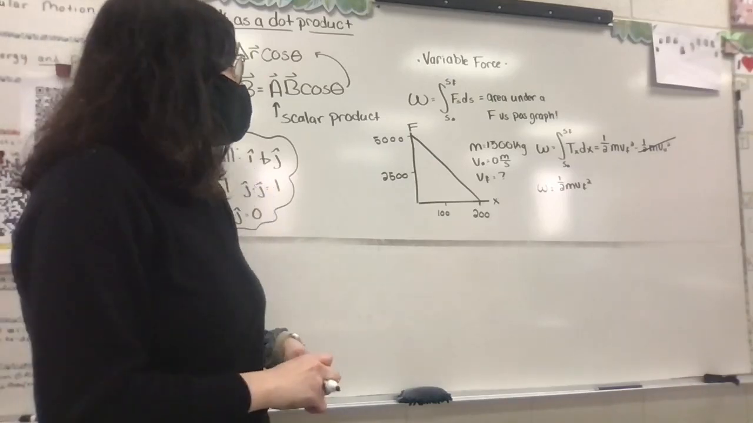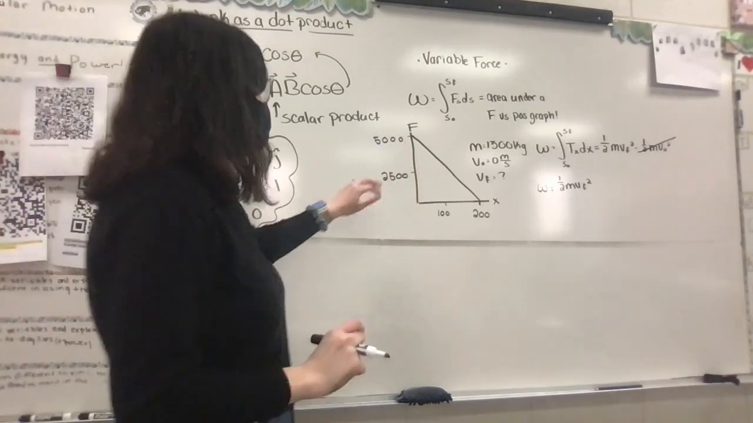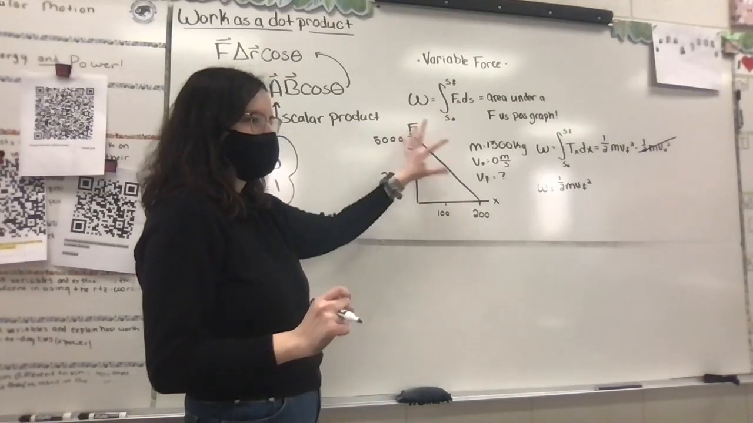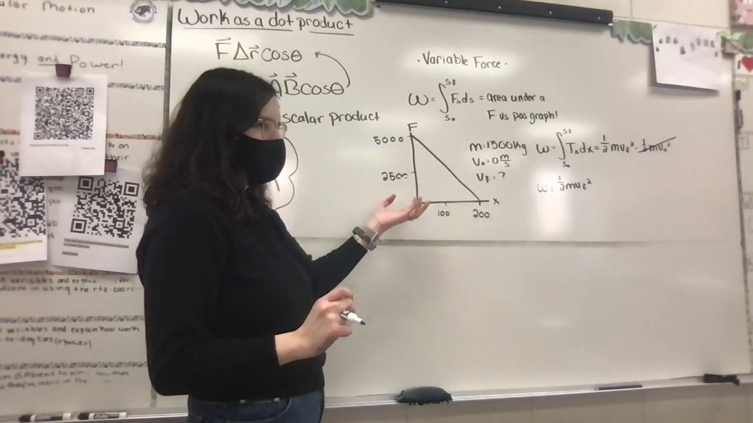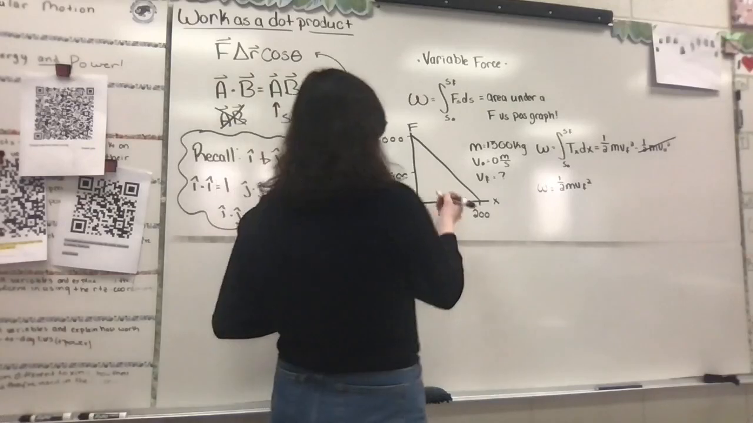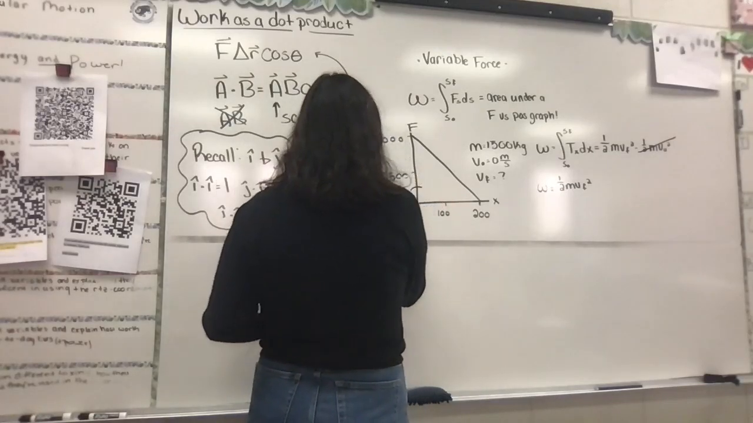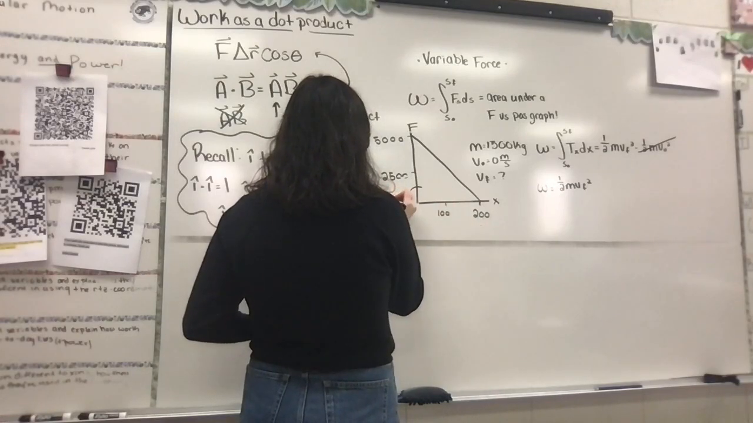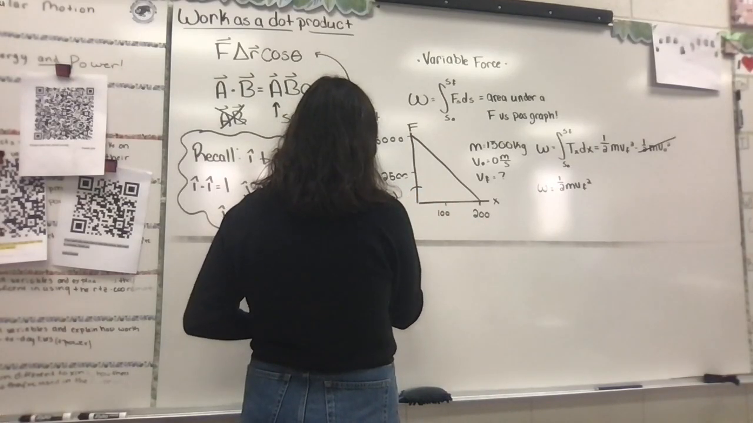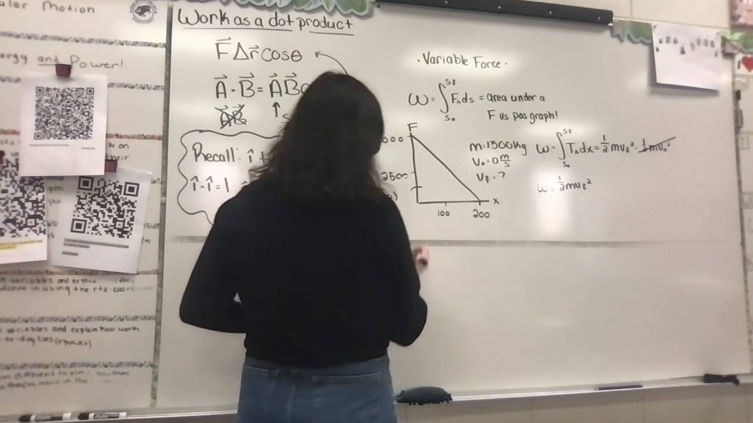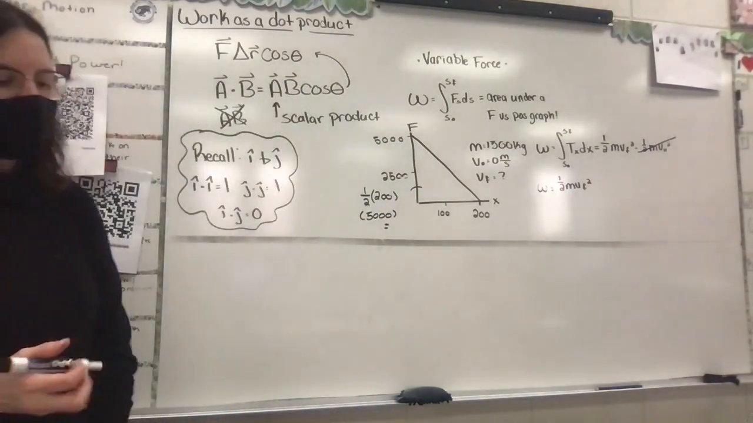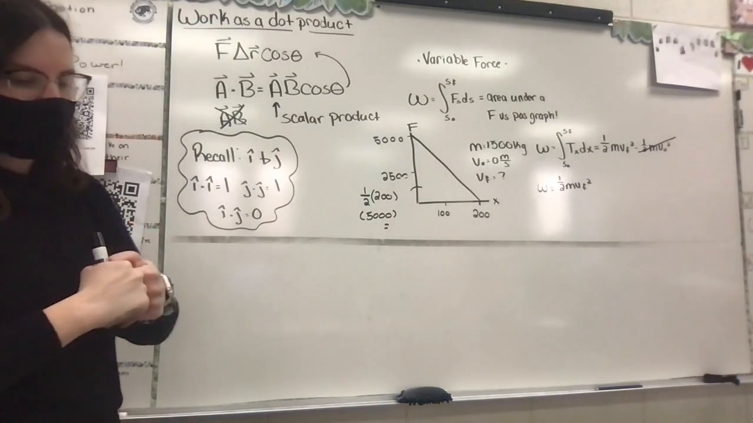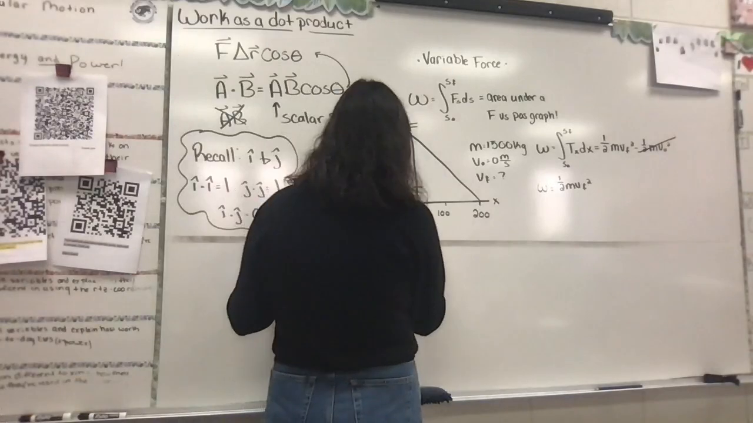Okay. So in order to find the work, what are we going to do? Find the area of the curve, which is a triangle, right? How do we find the area of a triangle? Base times height times 1/2. Yeah, 1/2. What's our base? 200. What's our height? 5,000. Okay, so what's our work here? About 500,000. Yeah, 500,000 joules.